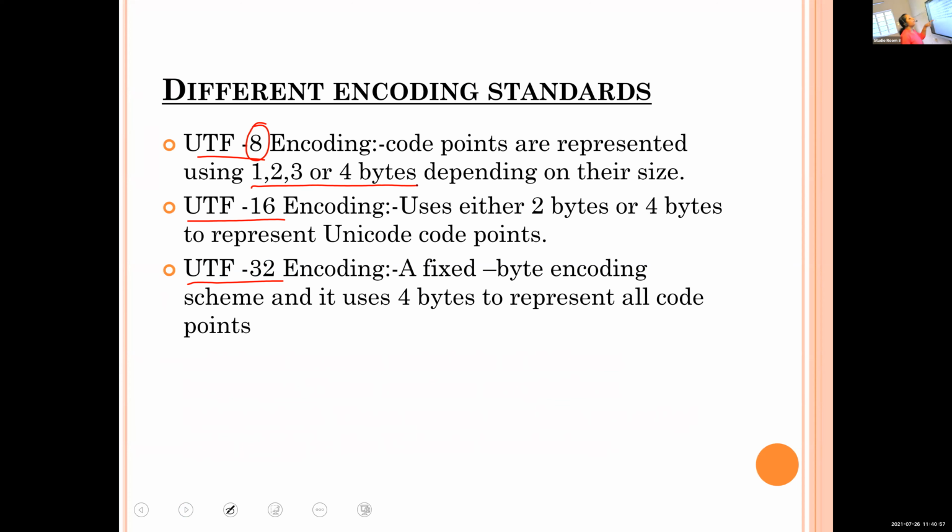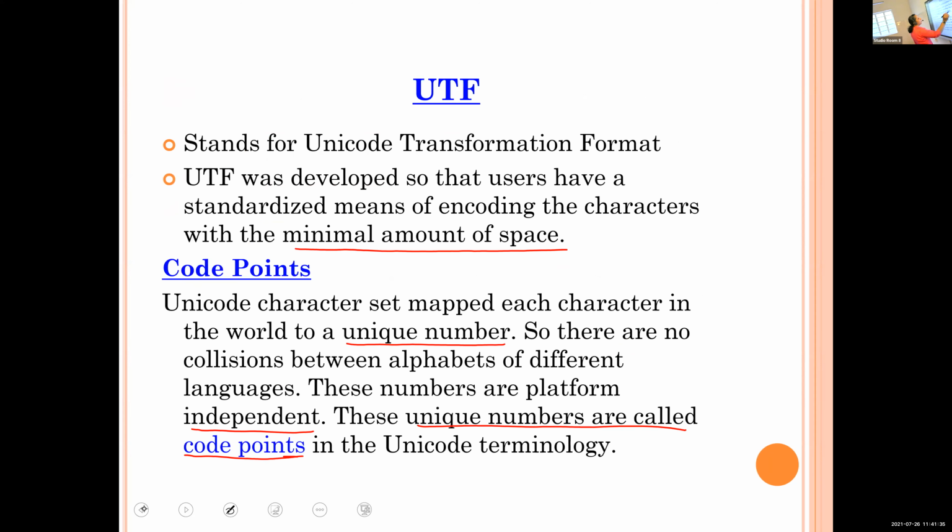Minimal space means that if I want to represent a small word, like AB, I need only a minimum space, that is only 8 bits for representing this AB. So I will use UTF-8. There is no need to use UTF-32 for representing a single character or 2 characters. If I want to represent a big sentence or a set of sentences, we use UTF-32. That is the meaning of minimal amount of space.